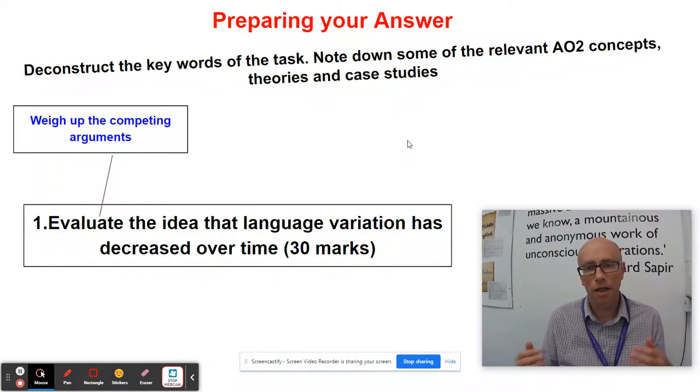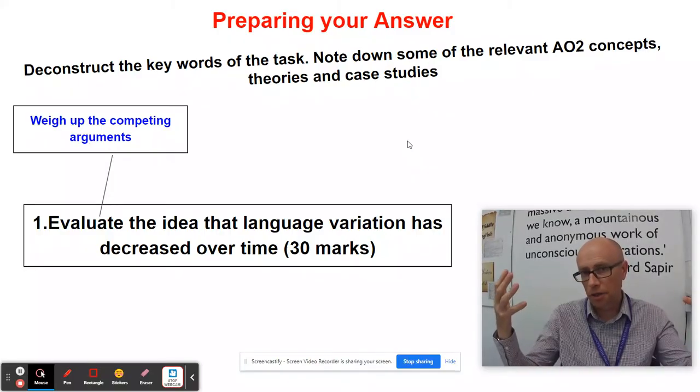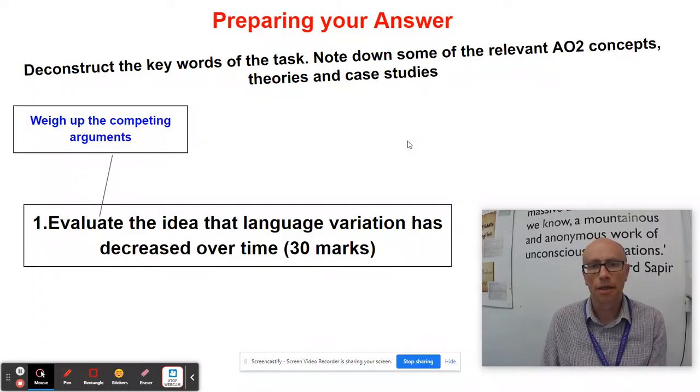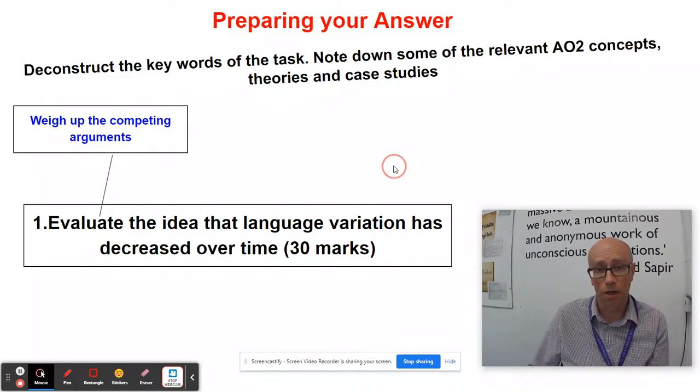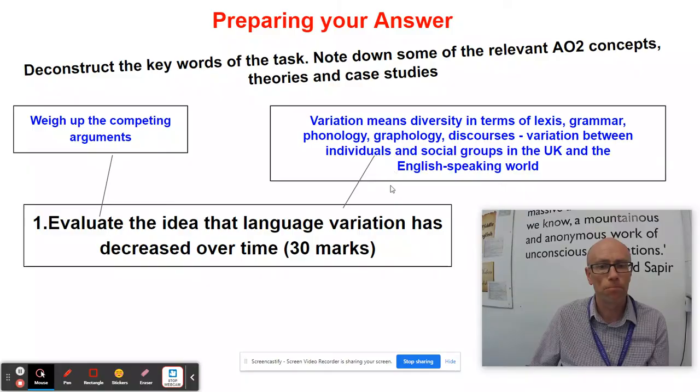Now, first of all, this command word, evaluate. So that's the top level marker descriptor, evaluate. If you're lower down, like in level 2 or 3, you're just explaining and illustrating. If you're further up in level 4, then you're going to be analysing. Whereas here, you're in the top dogs because you're going to be evaluating. And evaluating means weighing up competing arguments. So you're looking at the relative validity of the strengths and weaknesses of certain arguments, and you are coming to a considered conclusion. That is being evaluative, and it's rock hard to do. So you need lots of practice on it.